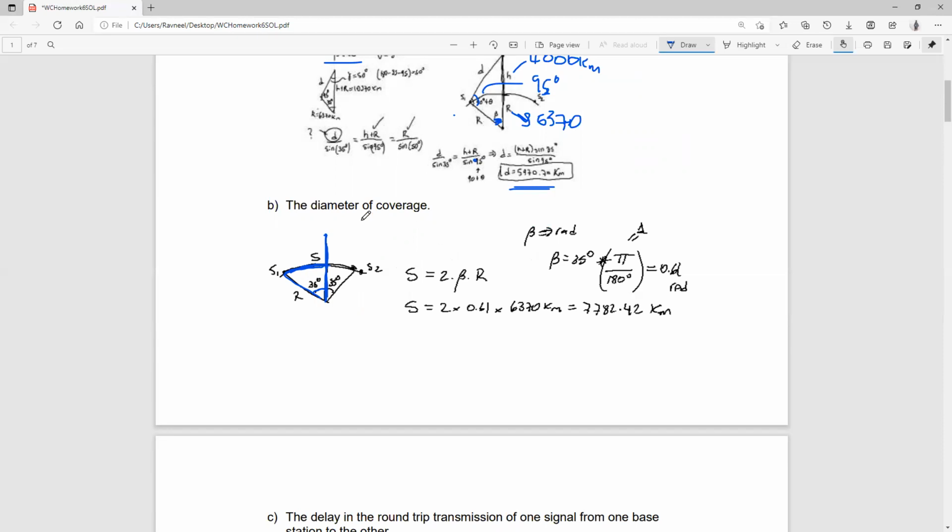So we know our beta value, that is 35 degrees. So we have to just convert that beta value into radians. Converting 35 degrees into radians, we'll be getting 0.61, right? And we know the radius of this particular circle, right? That is the R value. That is the radius of the Earth. That is given over here.